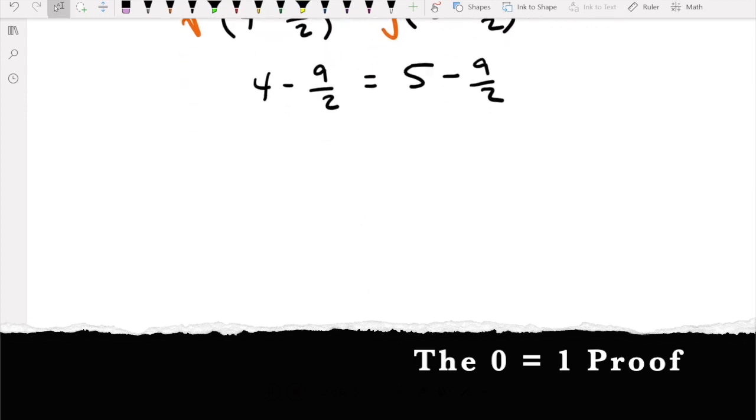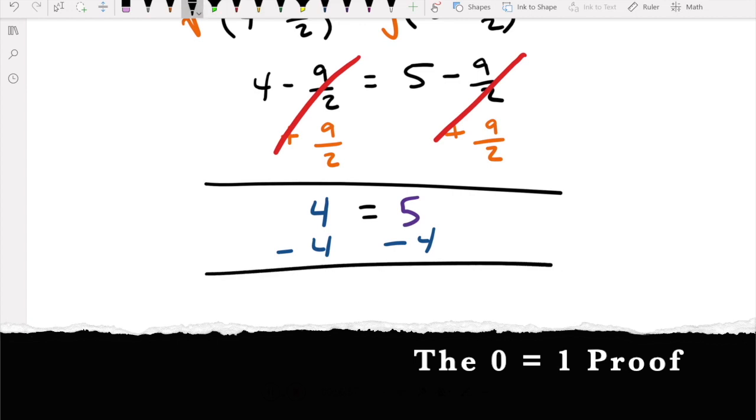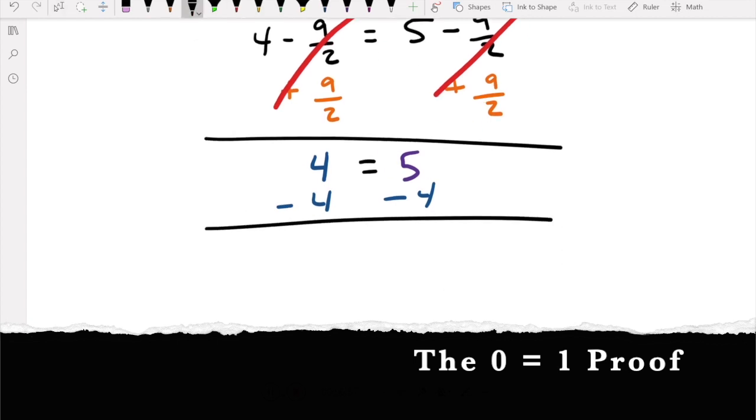And I'm going to do some real basic algebra here. I'm going to add 9 halves on both sides. And this adds a 0 on both sides, so you're left with just 4 equals 5. And then the final algebra move, I'm going to subtract 4 from both sides. And on the left here, 4 minus 4 is 0, and 5 minus 4 is 1. Oh my goodness, look at this. We have just shown that 0 equals 1.